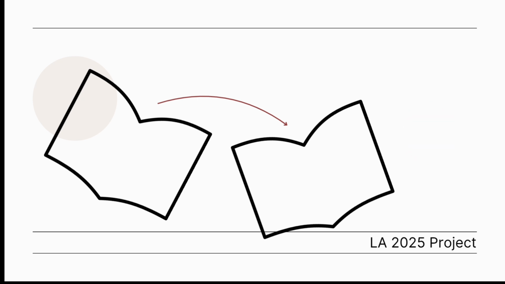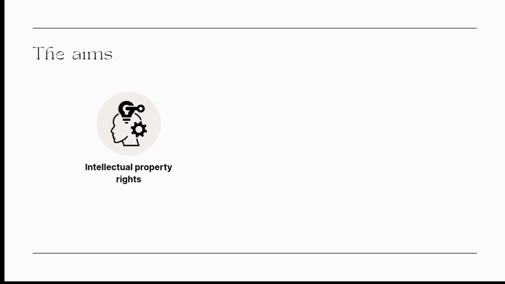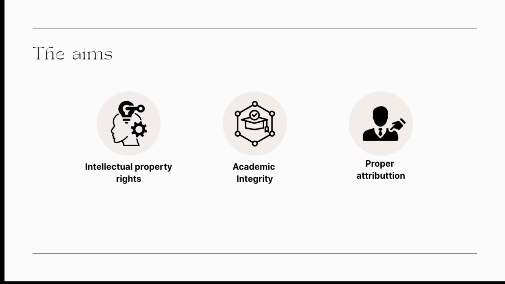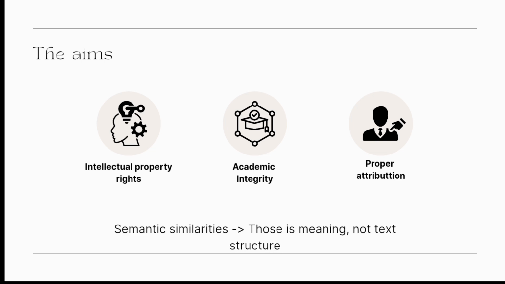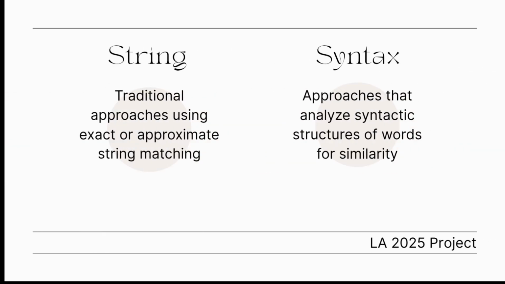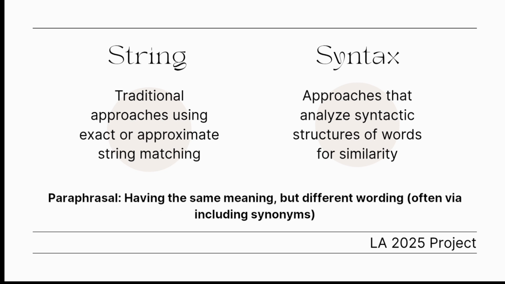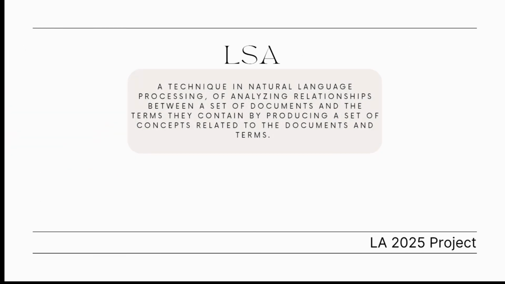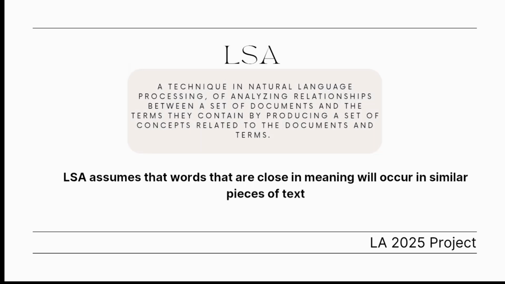plagiarism at least once. Our system aims to preserve intellectual property rights, uphold academic integrity, and ensure proper attribution by identifying semantic similarities between documents. Traditional string-based or syntax-based approaches often fail when text is paraphrased or synonymy is employed. By contrast, LSA leverages linear algebraic techniques to uncover latent conceptual relationships, which means that we are searching for what the word stands for, not just the textual structure.